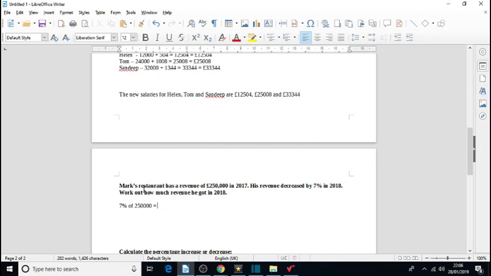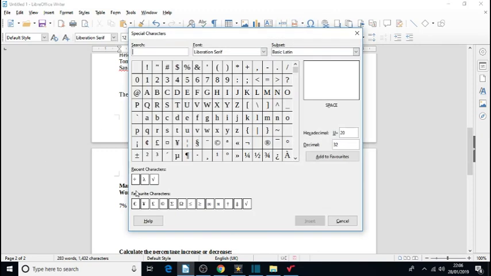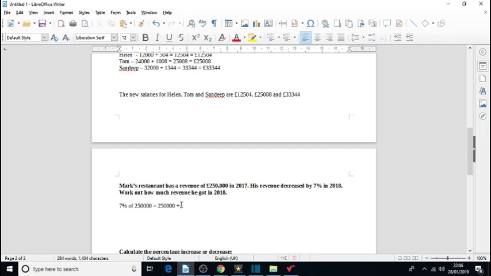So we're going to do 250,000 divided by 100 multiplied by 7, and then you should get 17,500. Now I just thought, let me just write out the working out rather than just give you the answer, so that you know how to get to the answer. Okay, so now we've got our percentage, that's what 7% is of 250,000. His revenue's decreased by 7%, so it's decreased by this amount.